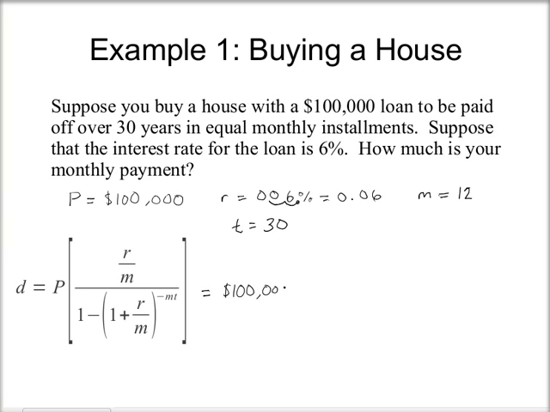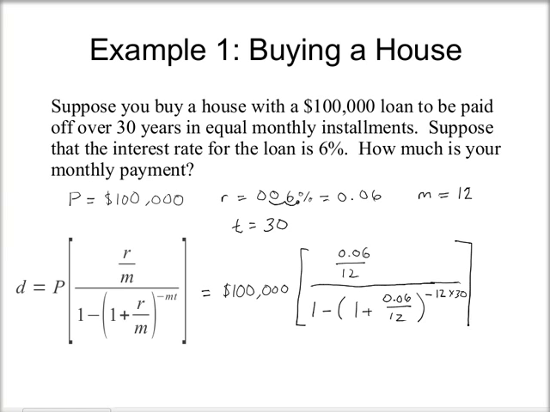So this is going to be a little messy. I get 100,000 times, on the top I'm going to have R, which is 0.06 divided by 12. On the bottom I'm going to have a whole long expression: 1 minus parentheses 1 plus R divided by M, 0.06 divided by 12, and that's going to be to the power negative M times T, so negative 12 times 30. So that's everything in my formula.